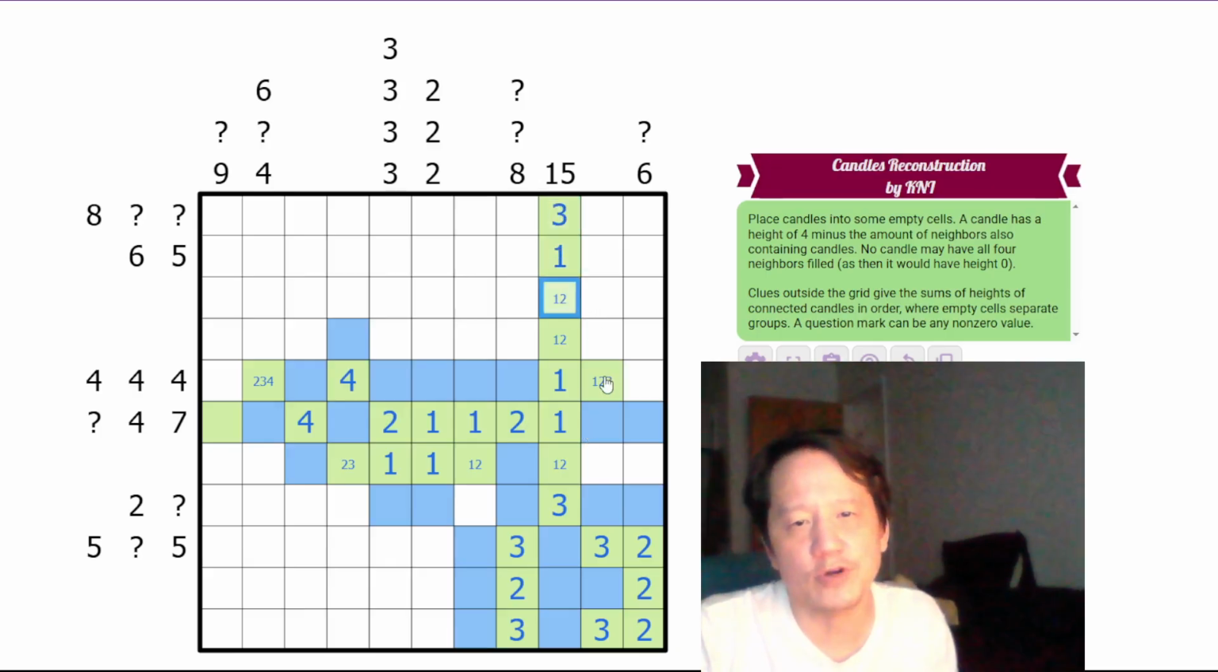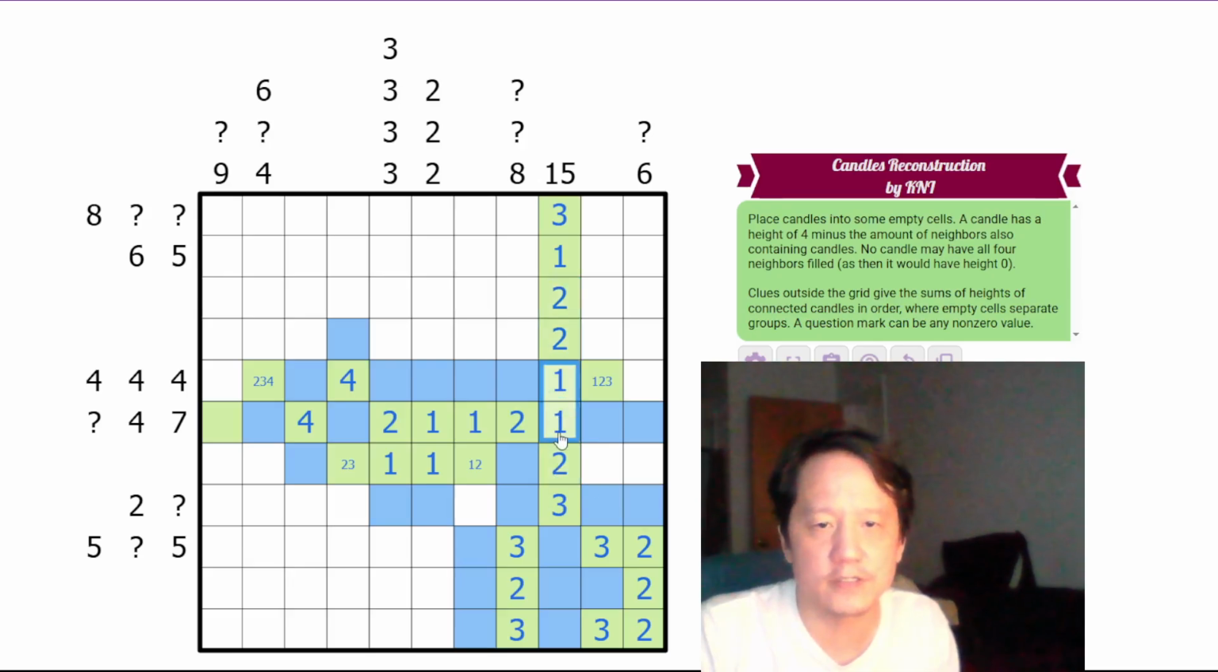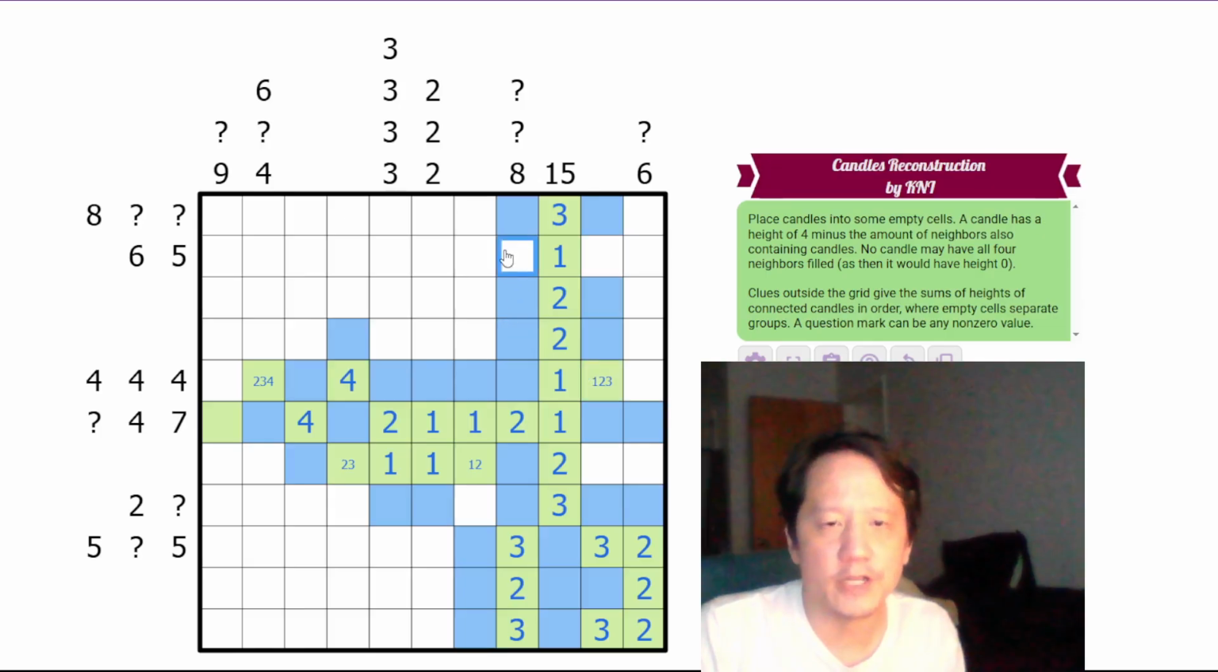So therefore this would be 1, 3, 2, 2, 2 to add up to 15 in that case. Right? 2, 4, 6, 8, 12 plus 15. So this has 1 neighbor with a candle. So this must be blue and blue. This has 3 neighbors with candles. 2 neighbors with candles, so these are blue. This is blue, this is blue. We need to have another candle here, so that's green. This cannot be green, it must be blue.